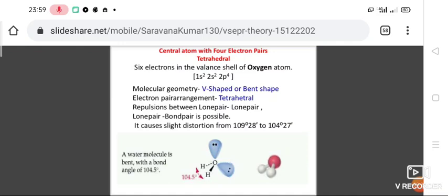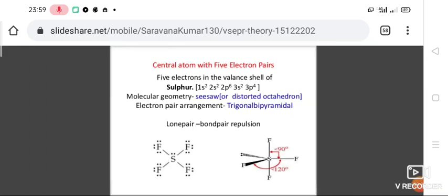For the next one, sulfur tetrafluoride. The explanation is given in your textbook. In sulfur tetrafluoride, 5 electron pairs are there. So 6 from sulfur and 4 from fluorine will be directed towards the 5 apices of a trigonal bipyramid.